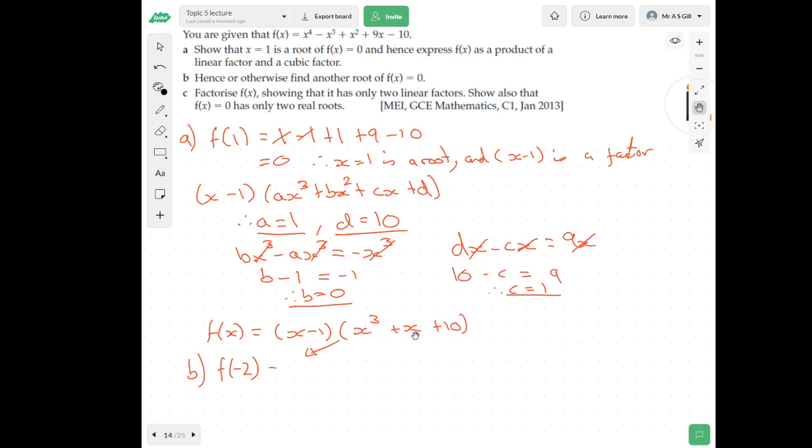into my cubic, because that's all we're now trying to do, is solve our cubic. And in fact, let's not confuse things. Let's define this as a new function. So let g of x equal x cubed plus x plus 10. And then we get g of -2, -2 cubed, -2 plus 10. And we can see that's going to equal 0.